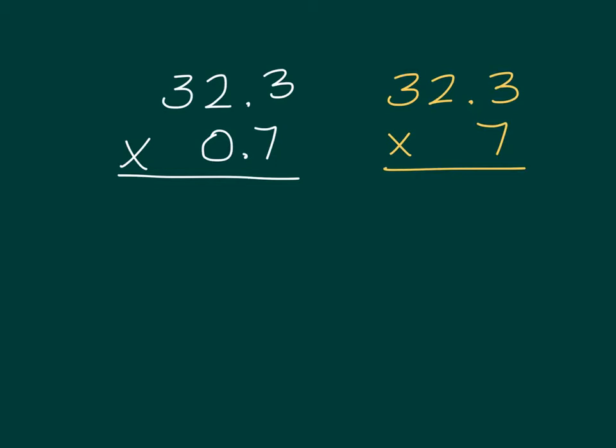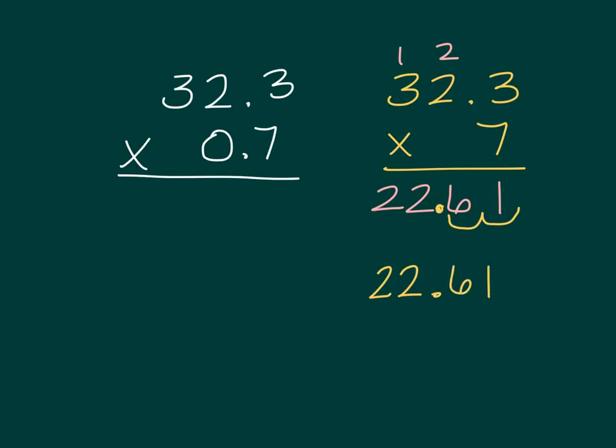So 3 times 7 is 21. 7 times 2 is 14, plus 2 is 16. And 7 times 3 is 21, plus 1 is 22. So then you would just go back over here and see that there's 1 decimal place, 2 decimal places. And so we would move the decimal once, twice, and it goes right here between the 2 and the 6. So the product would be 22 and 61 hundredths.